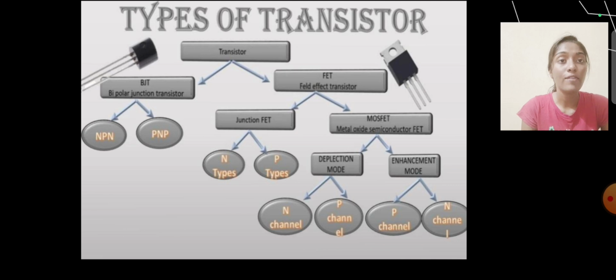Under junction FET we have N type and P type. Under MOSFET we have depletion and enhancement mode. Under depletion mode, we have N channel and P channel. Under enhancement mode, P channel and N channel.